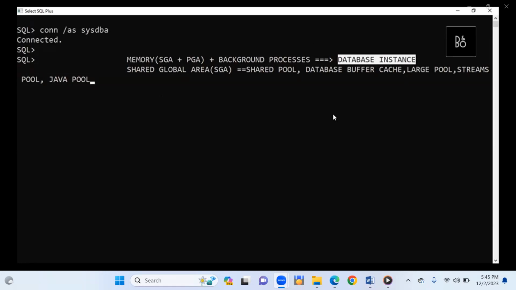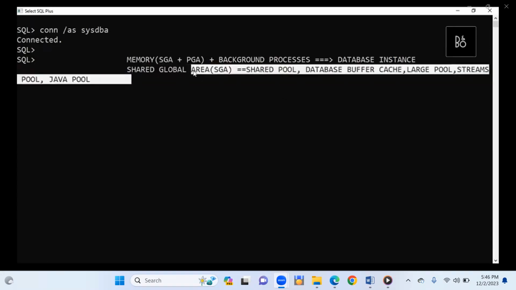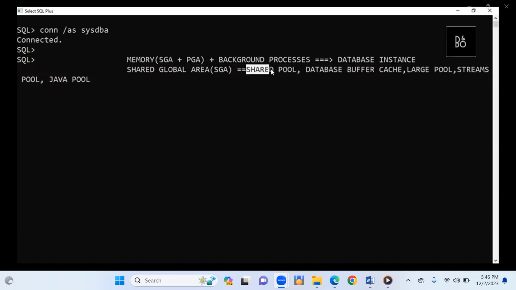So in this case, we are talking about the memory, and we need to understand how we can manage it. Management of the memory takes you to a point where you need to understand the components of each subsection of the memory, for example the SGA, the Shared Global Area, with components like the shared pool, the database buffer cache, the large pool, streams pool, and Java pool.